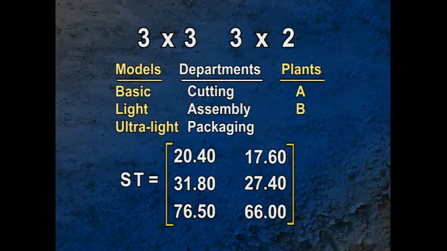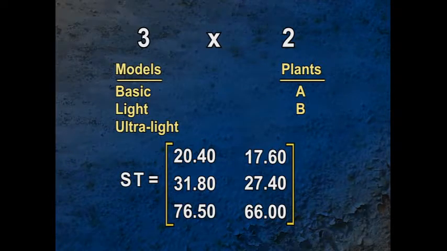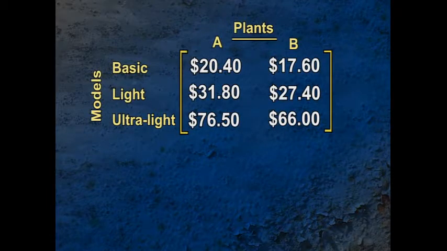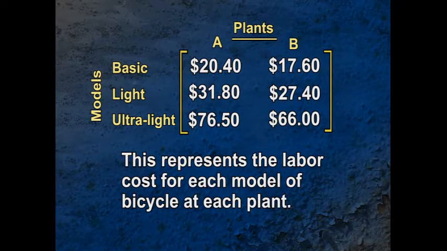And when we multiply the two matrices, this is what happens. We get a result which is models by plants. That is, the rows become models and the columns are simply the plants involved. So that's what we have here in this resulting matrix. Let's set it up this way. The rows are the models and the columns are the plants involved. Now the numbers, the entries in the matrix, are simply this. These entries represent the labor costs for each model of bicycle at each plant.